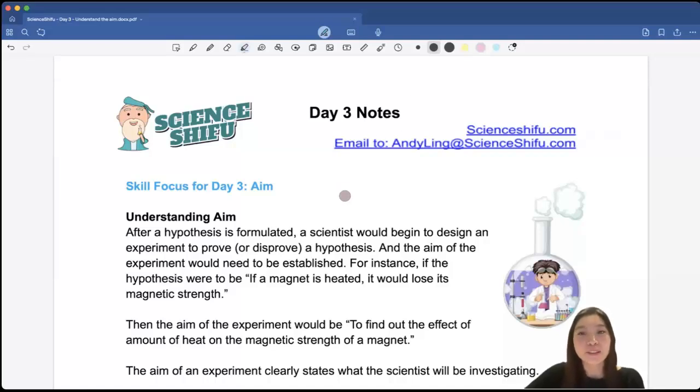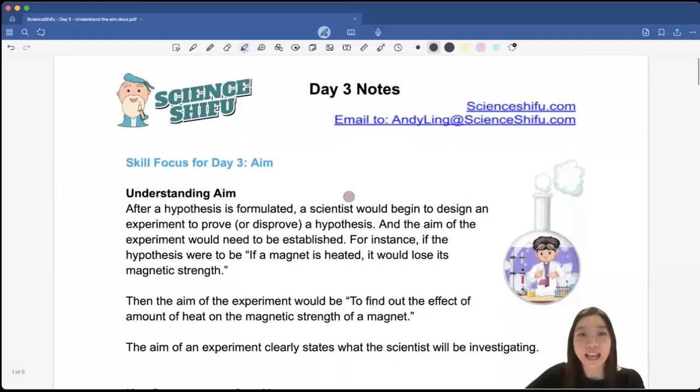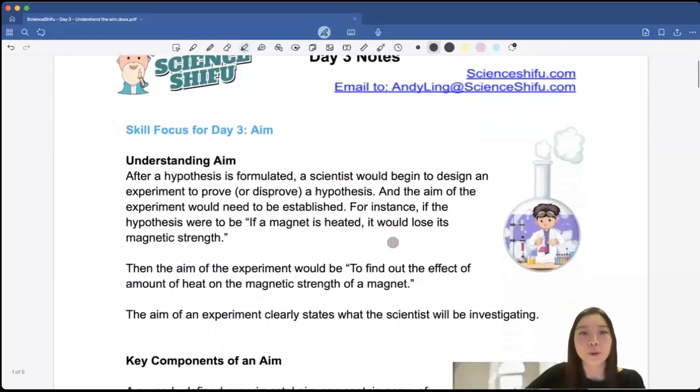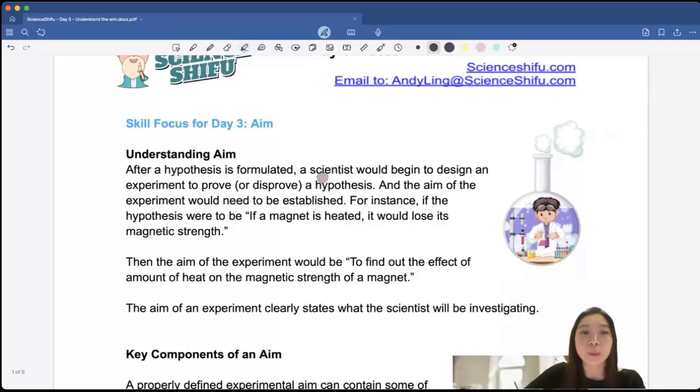Okay, so firstly we have to understand what is the aim of the experiment. After a hypothesis is formulated, a scientist would begin to design an experiment to either prove or disprove a hypothesis. Now, what is a hypothesis? A hypothesis is a prediction statement. So the aim of the experiment would need to be established.